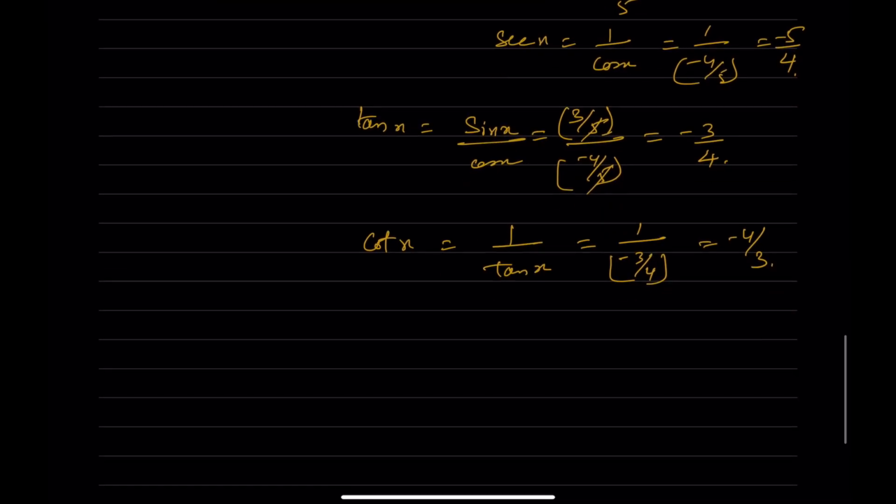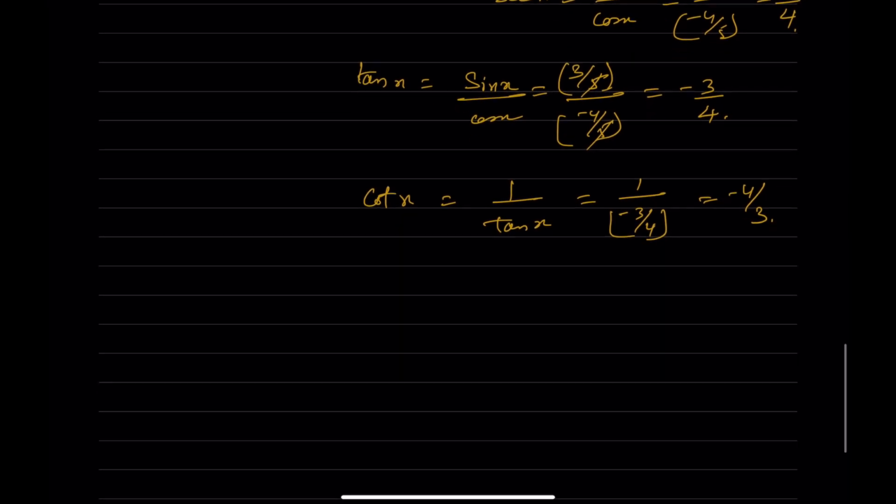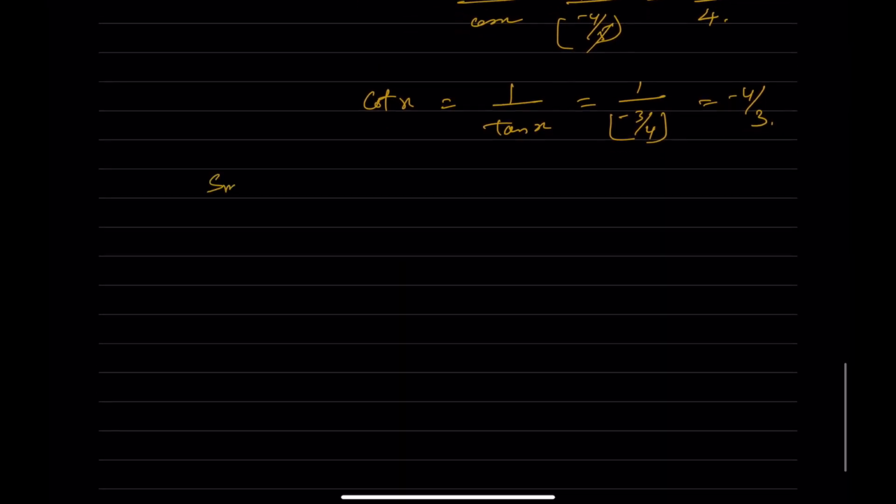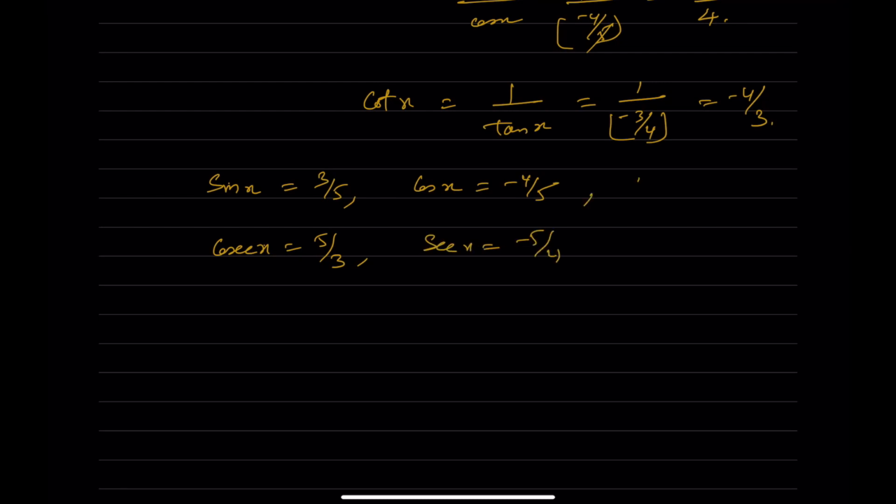So we got all the trigonometric ratios, all the 6 trigonometric ratios. We are having sin x is equal to, it's given to us as 3 by 5. So we are having here cosecant x is equal to 5 by 3. Next we are given that cos x is equal to minus 4 by 5, and here secant x is equal to minus 5 by 4. Then we are having what is tan x. Tan x is equal to minus 3 by 4. Therefore cot x is equal to minus 4 by 3. So therefore we got all the trigonometric ratios for this.